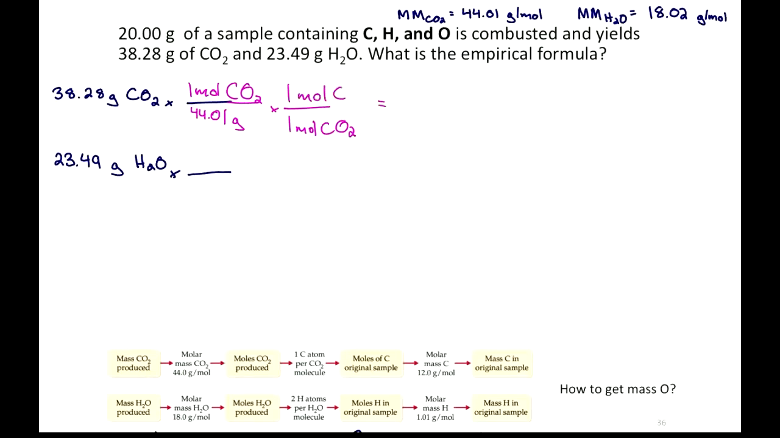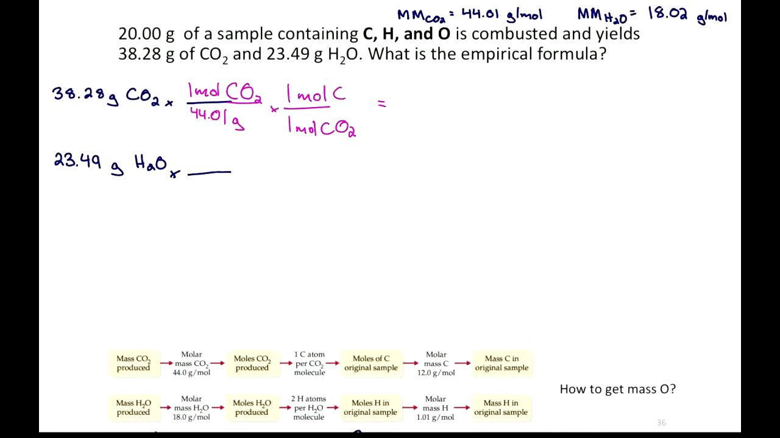I don't like to skip this step, even though it's a 1-to-1 ratio, and you may be laughing at me. It's because in water, in H2O, it's not a 1-to-1 ratio. And that's where a lot of folks will screw up. All right, so that will give me moles of carbon.